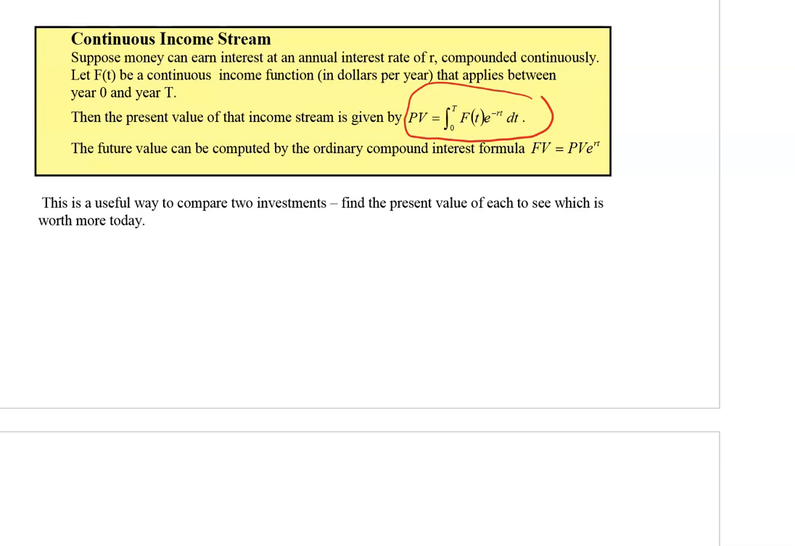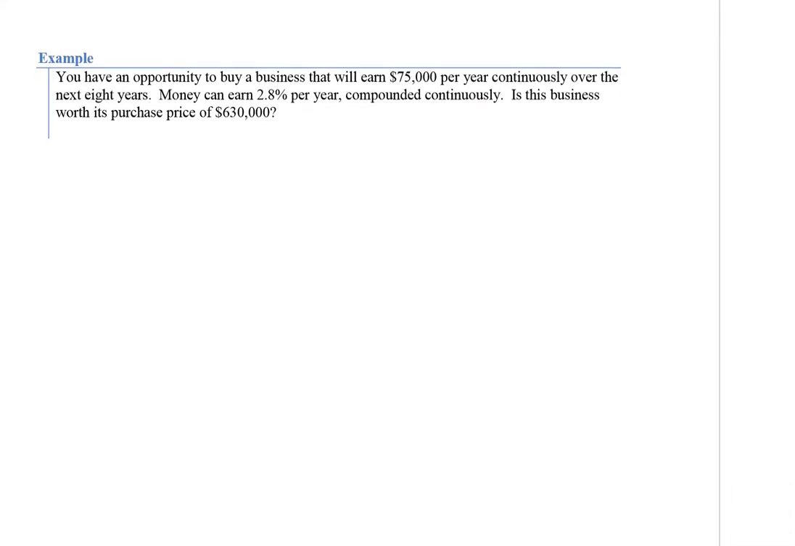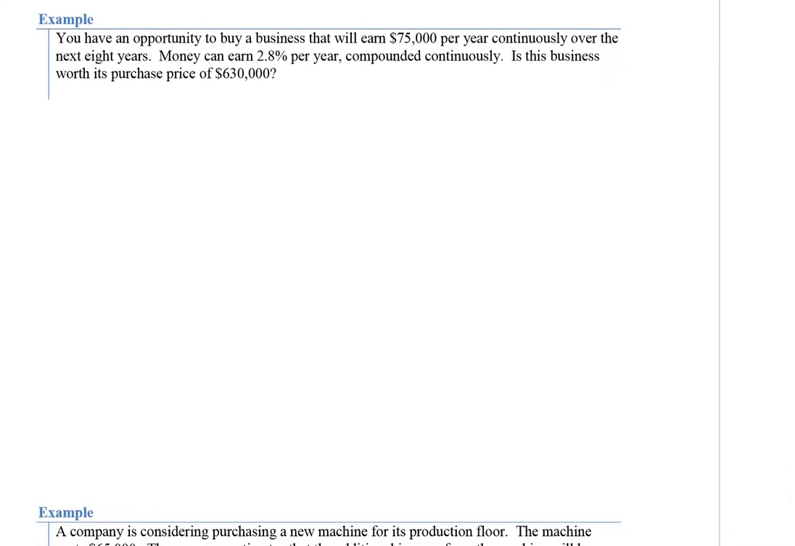That all might sound a little confusing, so let's just jump into an example and see what we can do. Here's our example. It says you have an opportunity to buy a business that will earn $75,000 per year continuously over the next 8 years. Money can earn 2.8% per year, compounded continuously. Is this business worth its purchase price of $630,000?